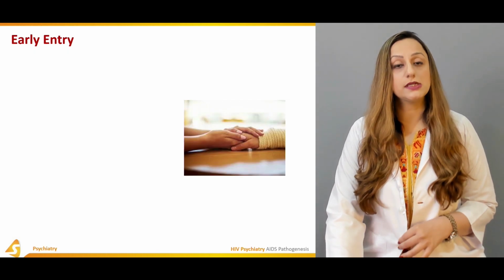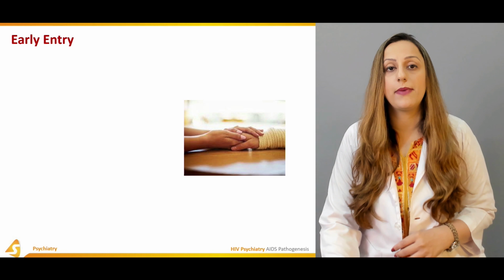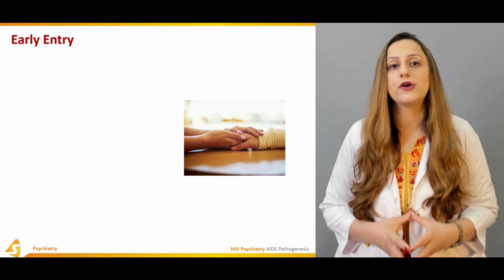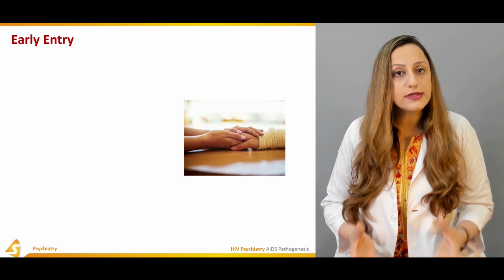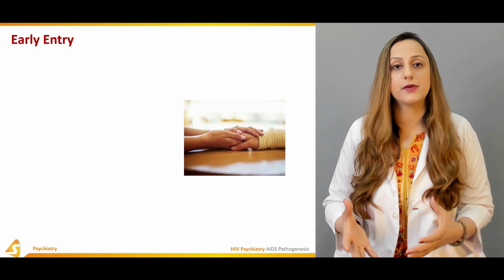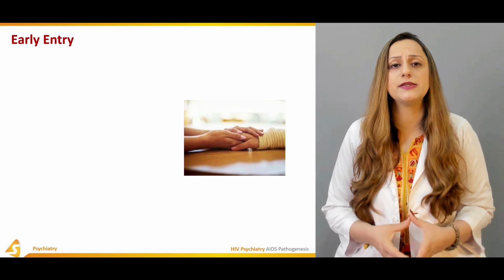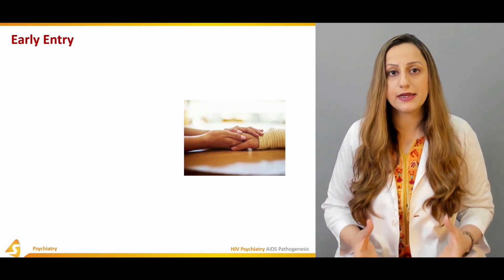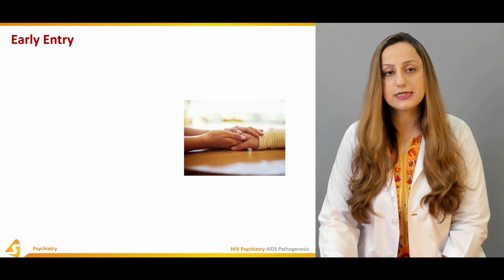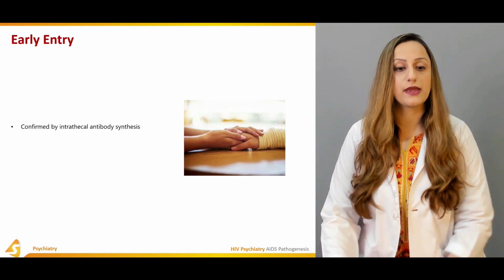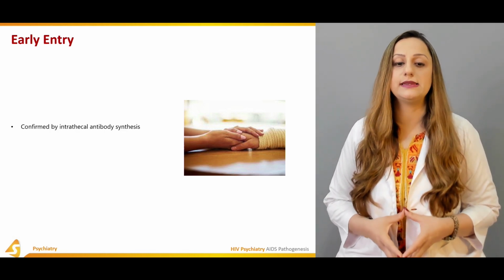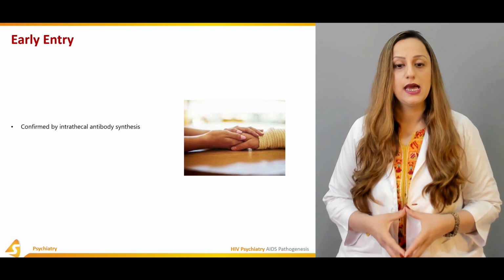When we talk about the early entry, we are talking about a stage where the CD4 levels are more than 500, between 400 to 500 per cubic millimeter. Usually the person is asymptomatic at such a stage. So this is the early entry that we are talking about. It's basically confirmed by the intrathecal antibody synthesis.